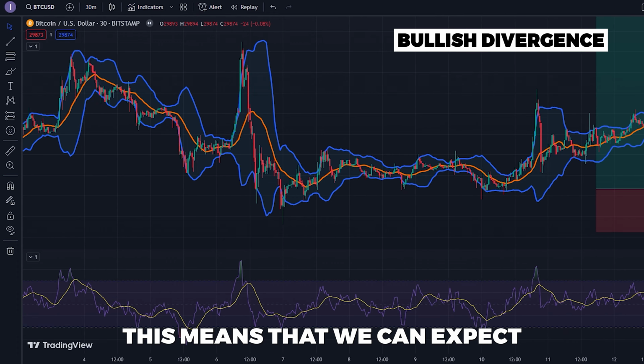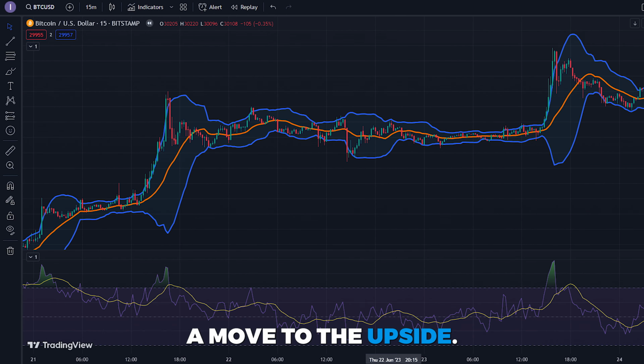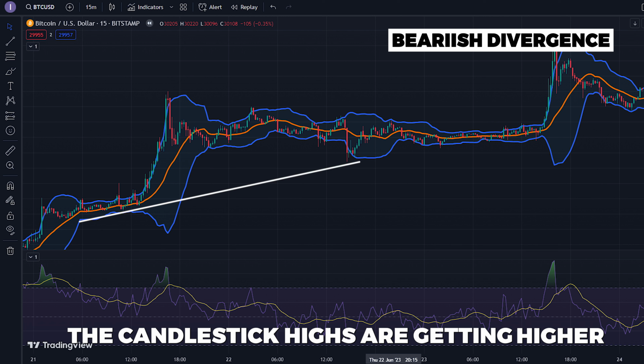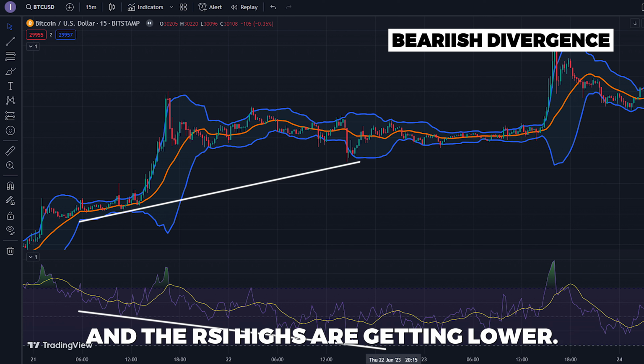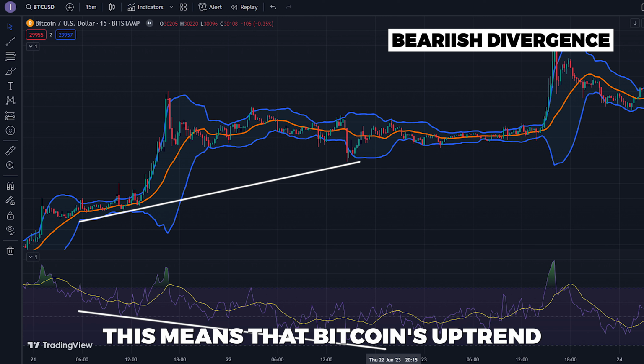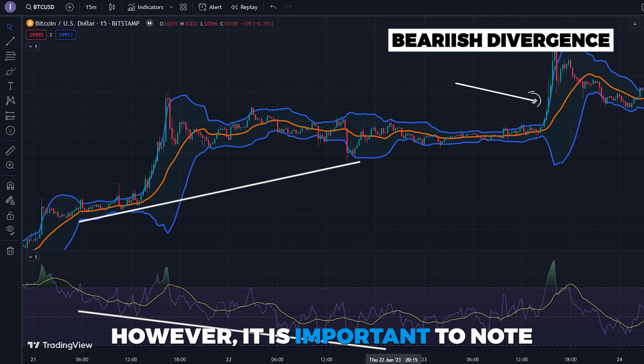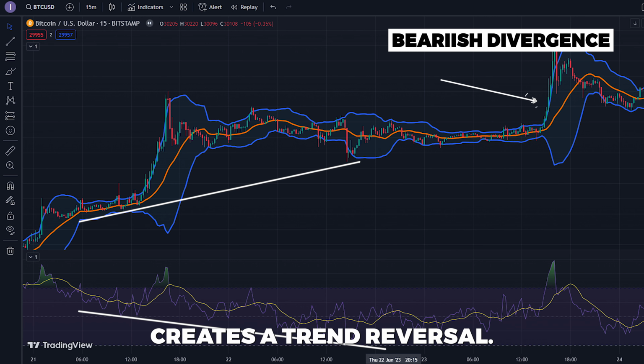This means that we can expect a move to the upside. Conversely, in bearish divergence, the candlestick highs are getting higher, and the RSI highs are getting lower. This means that Bitcoin's uptrend is not broken yet, but we can expect a shift towards the downside. However, it is important to note that not all divergence creates a trend reversal.